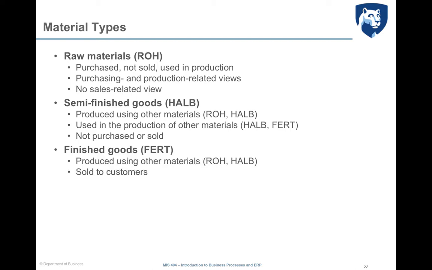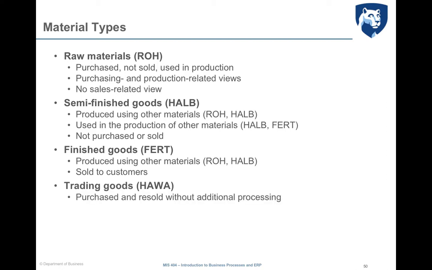Finished goods, coded as FERT, are instead created by production process from other materials in order to realize the final products, and these other materials can be raw materials and semi-finished goods. They are generally, of course, not purchased because it is the company that will use these finished goods, and so we can conclude that the material master, including information about the finished goods, will include data related to production, related to fulfillment, but not linked to the procurement process.